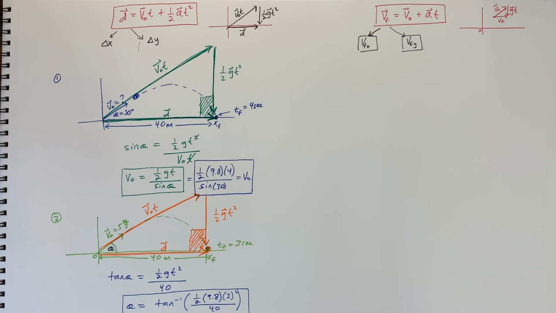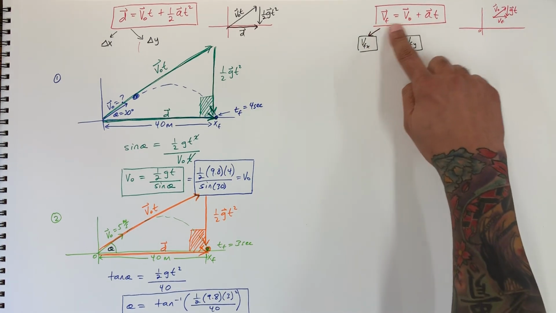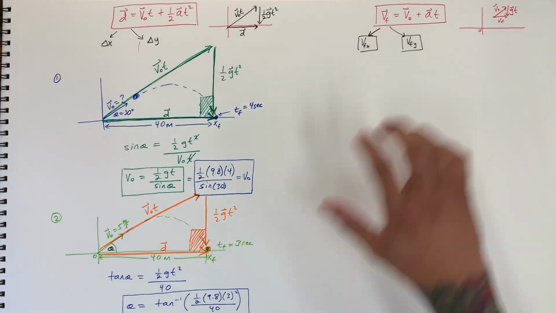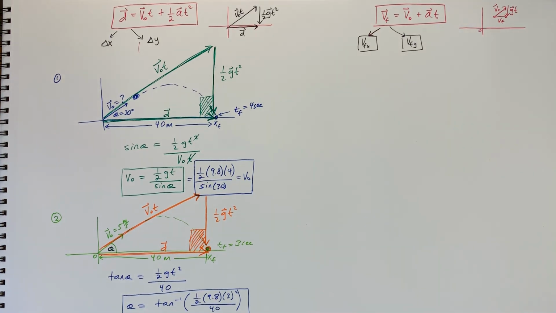I ran out of room here, so I know I said 3, but I'll do it in the next video. Let's start with this vector equation for final velocity and see how we can extract information using that.